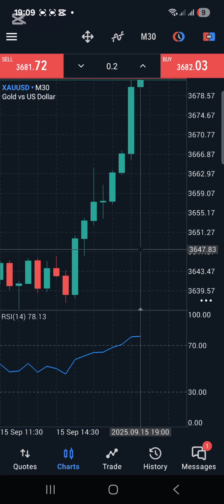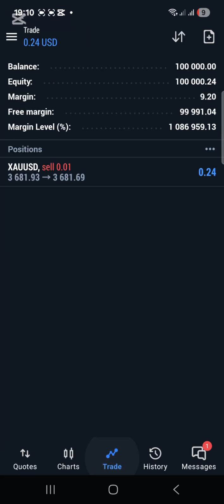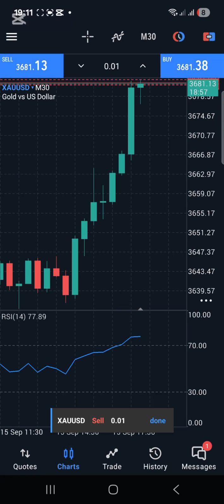78.08 and I click. You can click on trade and see how it's moving. You can see we are already in profit. We are at 0.39, and if you want to add more positions, you can still do that. You only need to go back to your chart and add more positions. As you can see, as I add a position, it comes below here.